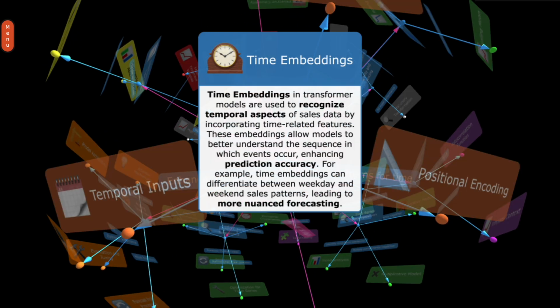Time embeddings in transformer models are used to recognize temporal aspects of sales data by incorporating time-related features. These embeddings allow models to better understand the sequence in which events occur, enhancing prediction accuracy. For example, time embeddings can differentiate between weekday and weekend sales patterns, leading to more nuanced forecasting.